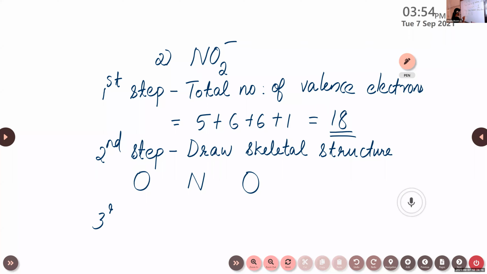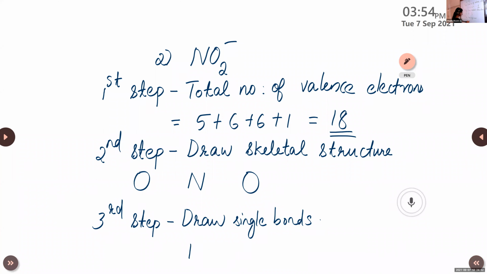Then the third step, draw single bonds. To draw single bonds, each atom will share one pair of electrons, right? Yes. So we can draw the bonds between these atoms. This is the third step.